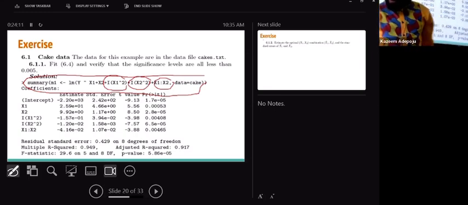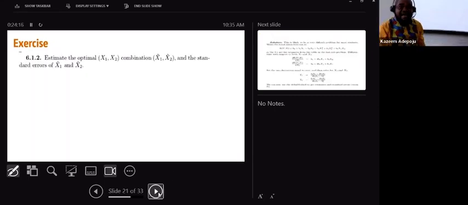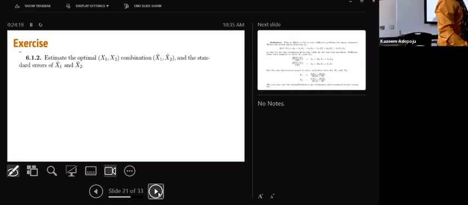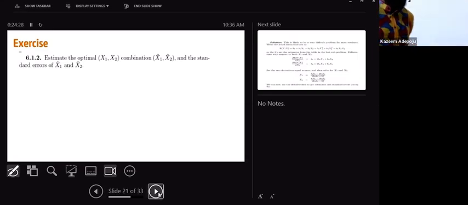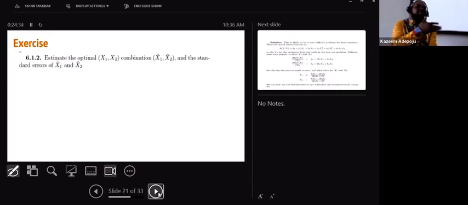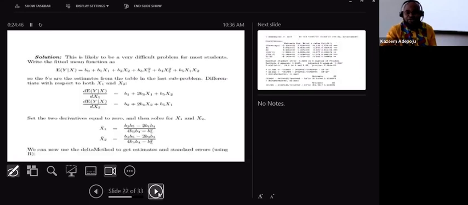Okay. Now, the next thing is to look at the question we want to answer. Estimate the optimal x1, x2 combination, and the standard error for that. That's what we want to do now. You know what we've gotten before. We've only obtained the linear regression, the estimate of regression parameters. But what we want to do now is obtain the optimum value of x1 and x2. Then we're actually going to apply a mathematical approach, optimization.